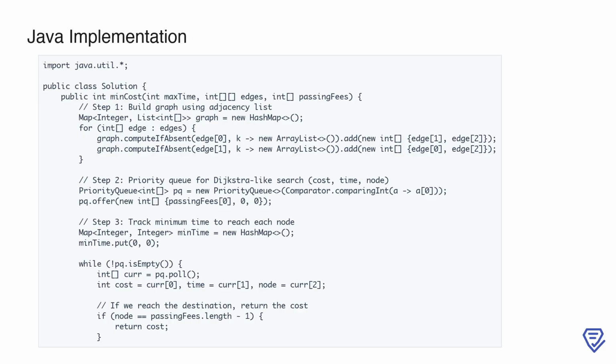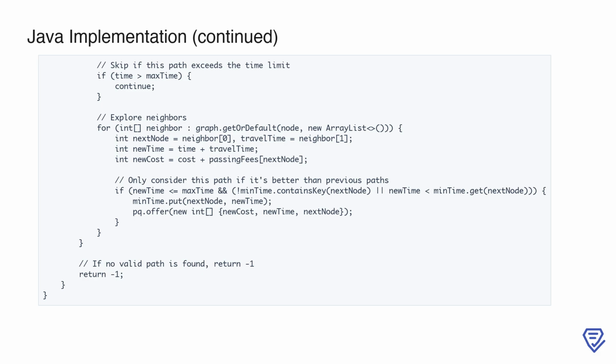Now, we enter a loop where we process nodes from the priority queue. Each entry in the queue contains the current cost, time, and node. If the current node is the destination, we return the accumulated cost as the result. If the current path takes more time than the allowed maximum, we skip processing it further. Otherwise, we explore the neighbors of the current node. For each neighbor, we calculate the new time and cost to reach that neighbor by adding the travel time and its passing fee to the current values.